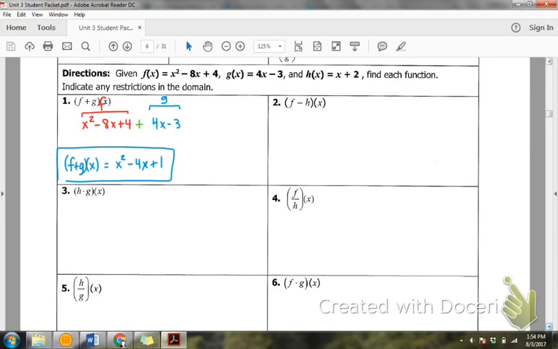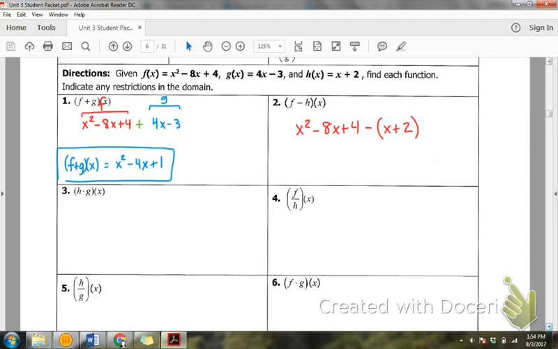So in number 2, let's start with our f function: x squared minus 8x plus 4. Then we're going to subtract our h function, x plus 2. But we are subtracting this entire function. This is my f function, and I'm subtracting the entire h function. You have to use parentheses because you need to distribute. That's what we wrote up there.